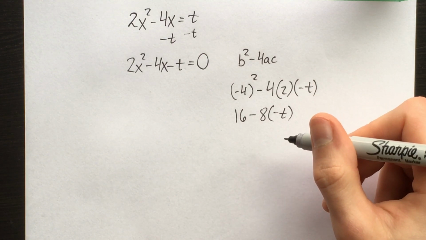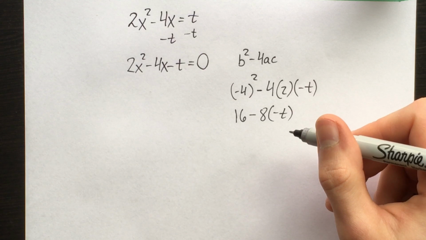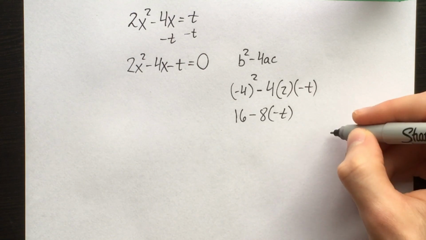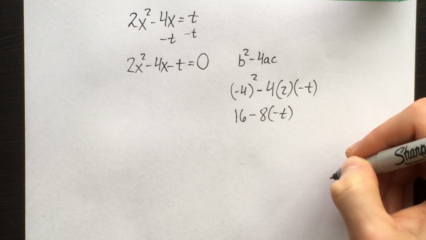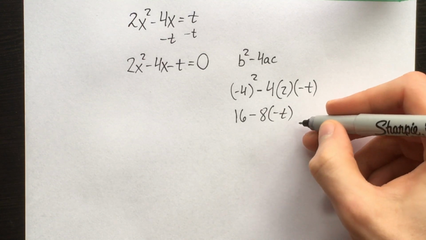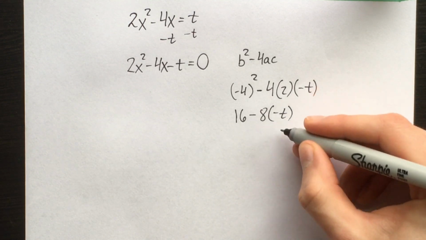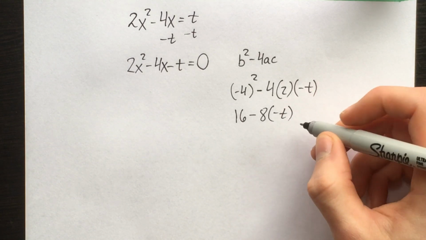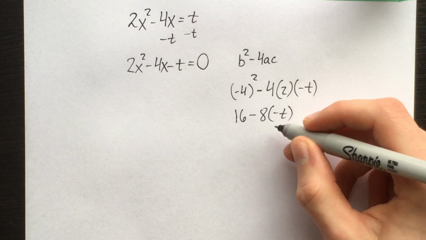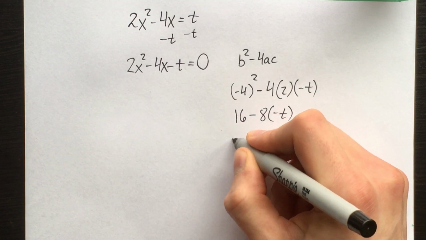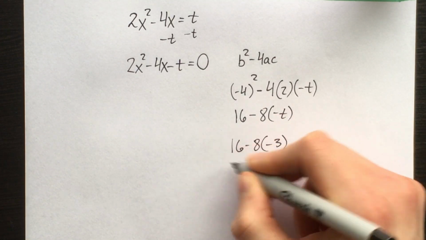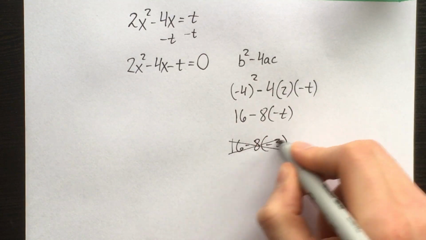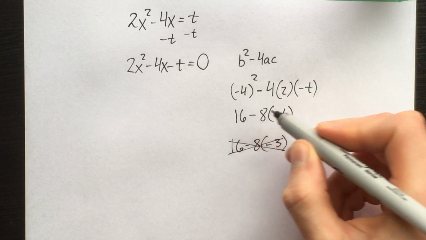So looking at our options, we see that A and B are negative, and C and D are positive. Notice that we can't actually have t equal a positive number, because if it's a positive number, such as positive 3, you'd have 16 minus 8 times negative 3, right, which comes out to a positive. So we need t to be negative so that it's 16 minus something.